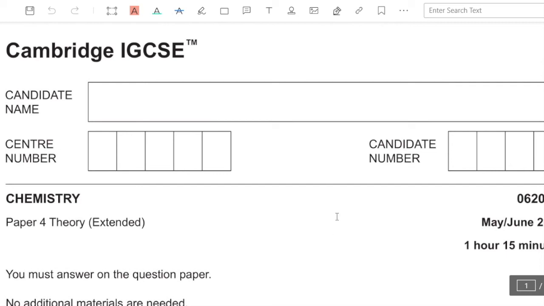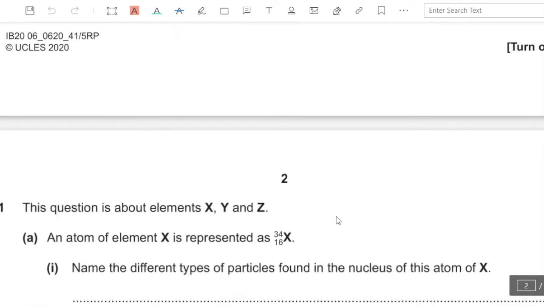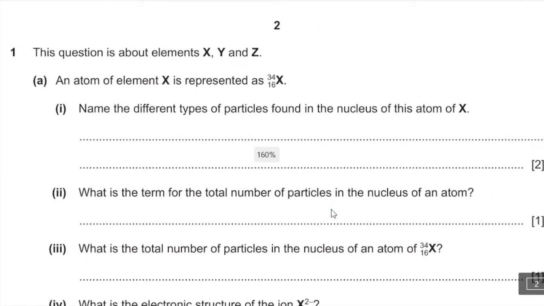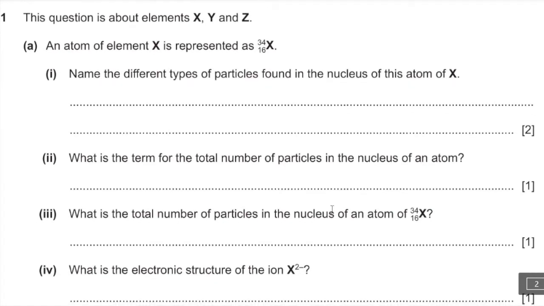Hello, this is Yashvin. In this video, I'll be solving paper 4 variant 1, May-June 2020 0620 chemistry. Starting with question number 1. This question is about elements X, Y, and Z.